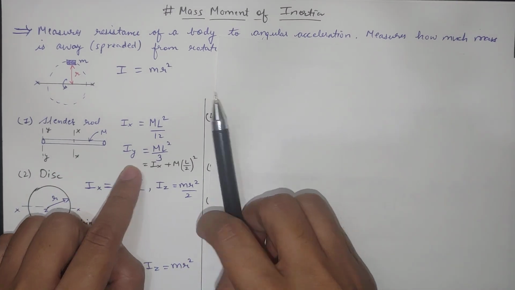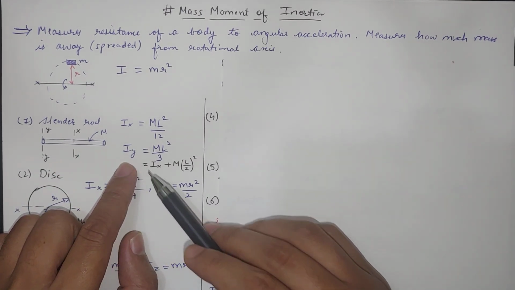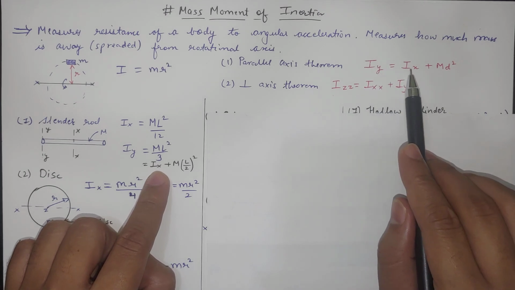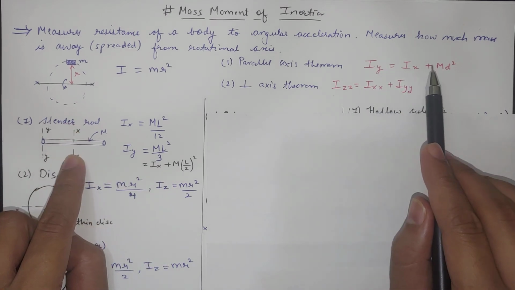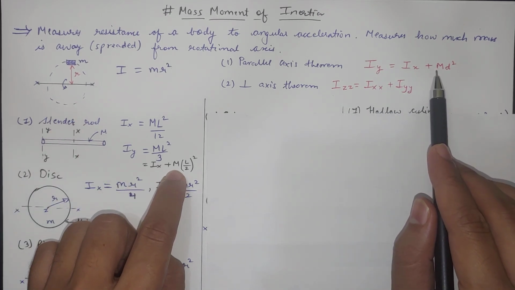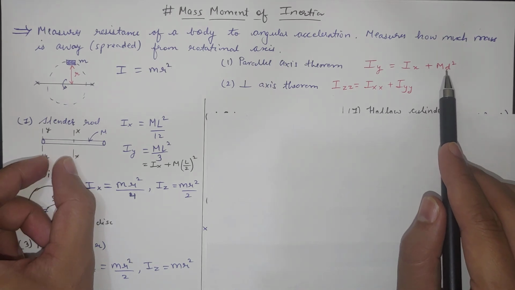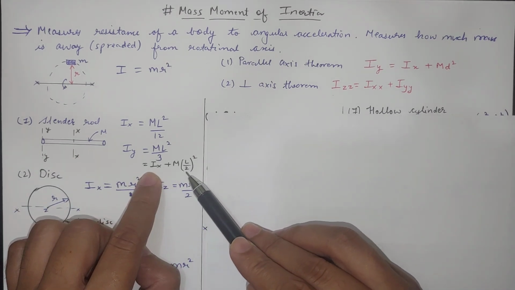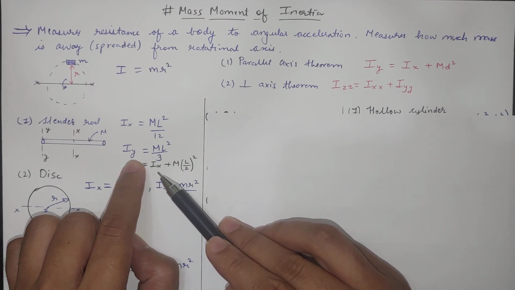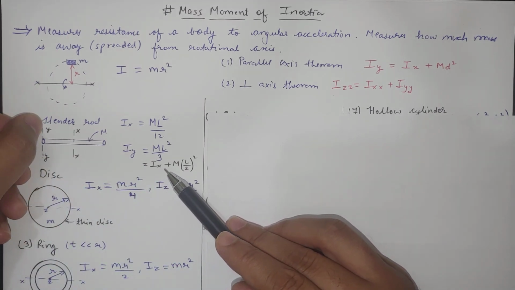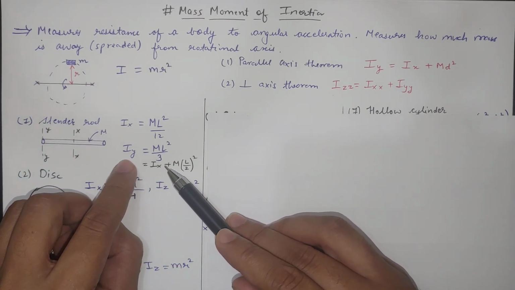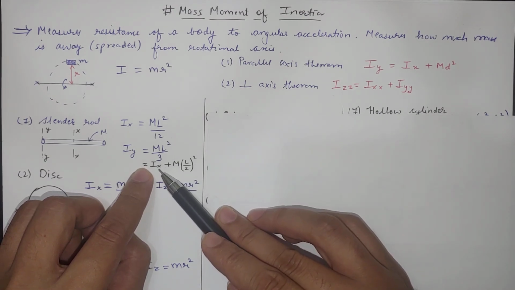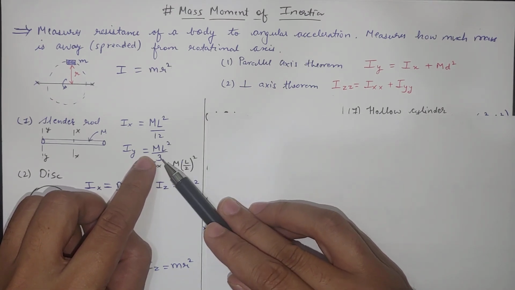Now Iyy we can calculate from the parallel axis theorem. We already know Ixx, plus the mass m times the distance L by 2, squared. So Ixx plus m times L by 2 whole square will be Iy. If we put the value ml square by 12 in place of Ix, we get ml square by 3.